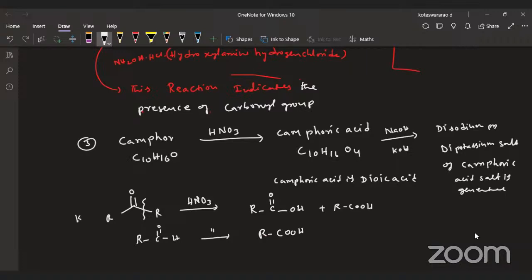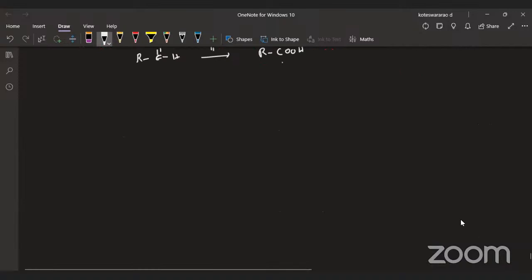Whenever it is a ketone, this is an acyclic ketone. This acyclic ketone is treated with HNO3 that leads to the formation of two carboxylic acids, a mixture of two carboxylic acids. But at the same time, the aldehyde treated with the same HNO3 leads to the formation of only a monocarboxylic acid. Right? Suppose you take any cyclic ketone, I am taking the ketone like this.